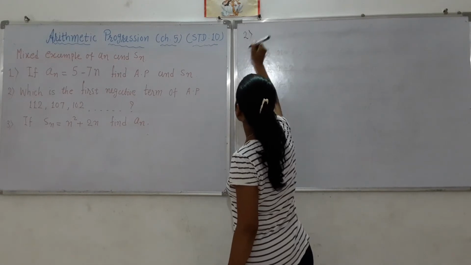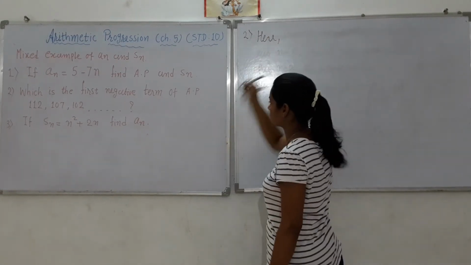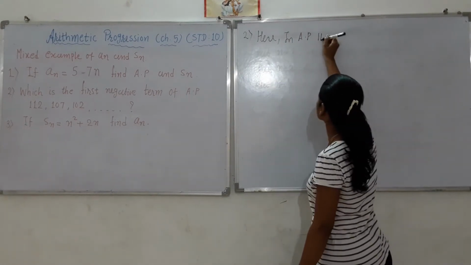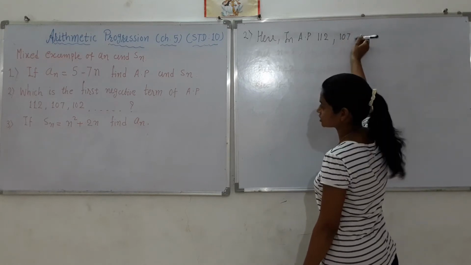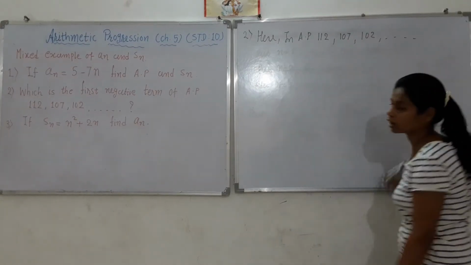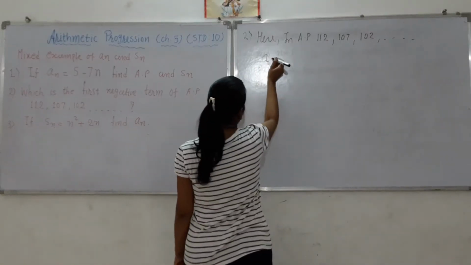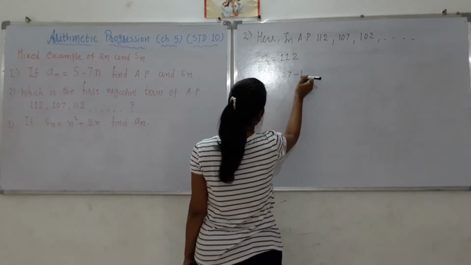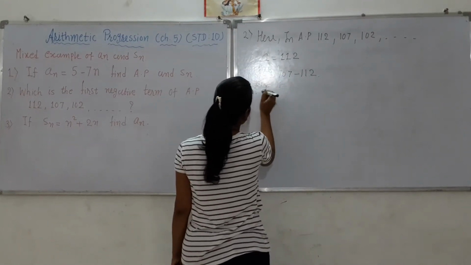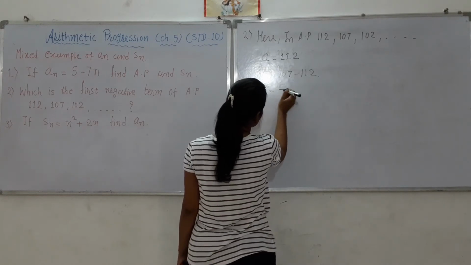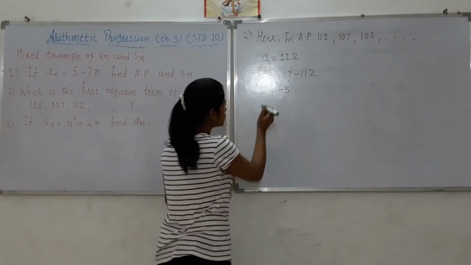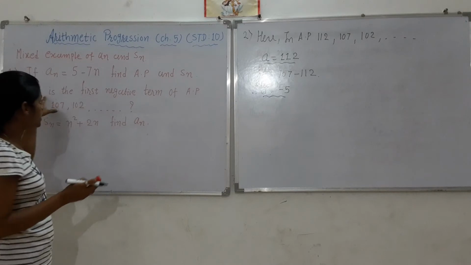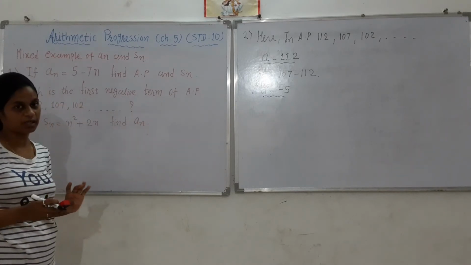So for the solution of the second question, write the given here in the arithmetic progression. What is your arithmetic progression? 112, 107, 102, dot dot dot. So a is 112, d is 107 minus 112. So your d is 7, 8, 9, 10, 11, 12, so minus 5. So d is your minus 5, a is 112. Now what is your question? Which is the first negative term of the arithmetic progression?